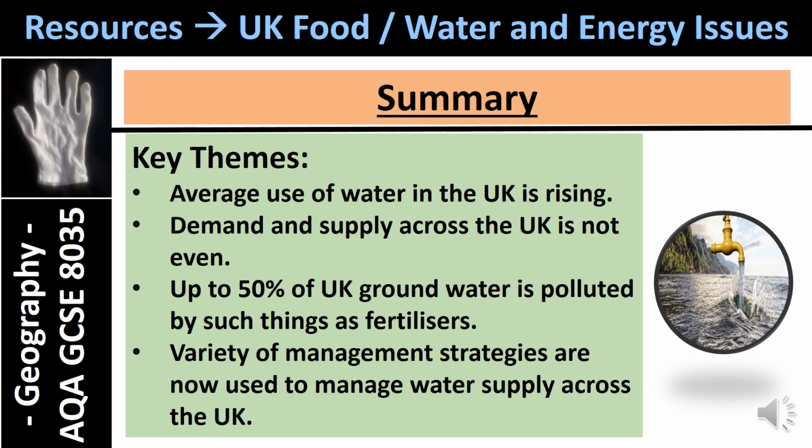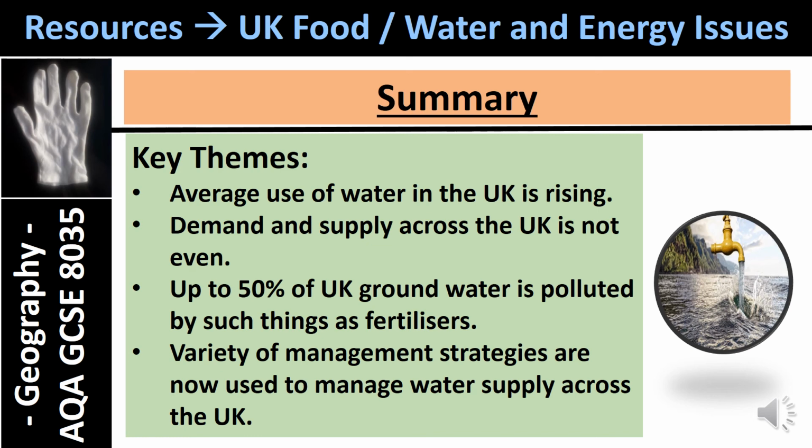So, to summarise this clip, key themes we have covered are the average use of water in the UK and how it is rising, and how this is set to rise in the future as well. Demand and supply across the UK is not even. Often where demand is found, the supply isn't. For example, there is high supply in the northwest, but high population density and demand in the southeast of the UK. Up to 50% of UK groundwater is polluted by such things as fertilisers or runoff from rainwater.